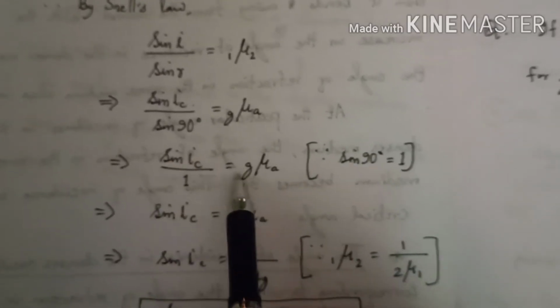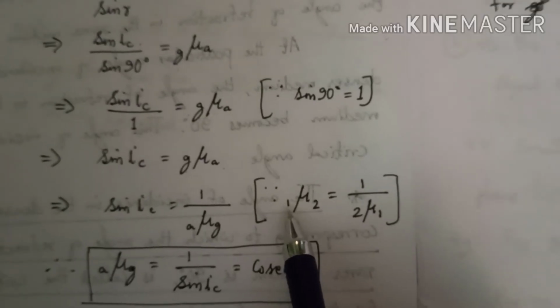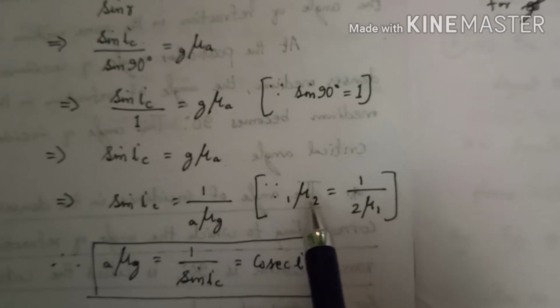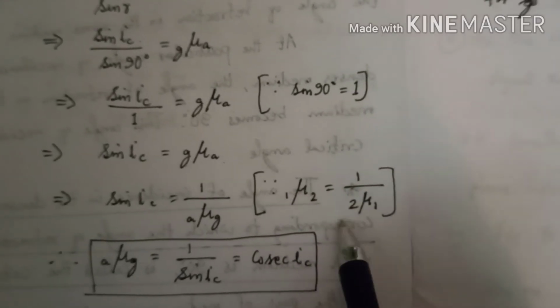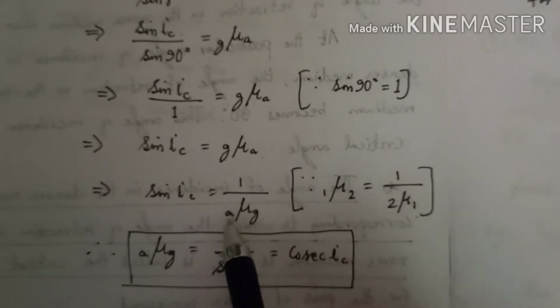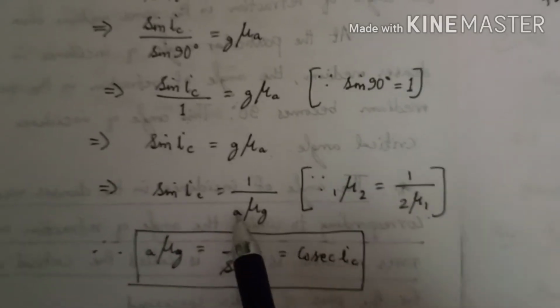Now sine 90 degrees is equal to 1. So in place of sine 90, I am writing 1. So here you have sine IC by 1 is equal to G mu A, that is the refractive index of air with respect to glass. Now we have learned this in the principle of reversibility of light: if you have 1 mu 2, that can be written as 1 by 2 mu 1. Similarly, this G mu A can be written as 1 by A mu G. So altogether you get sine IC is equal to 1 by A mu G.